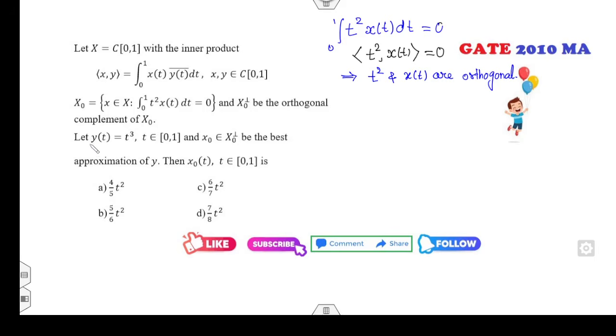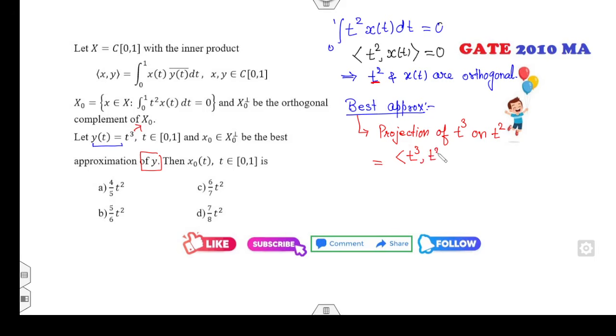Then let y be equal to t cube. Your target is to find the best approximation. It is said in the statement. Now whenever your target is to find the best approximation, that means your target is to find the projection. So now look at that. Your target is to find the projection of y, and y is my t cube, on t square. So what is the definition? It is the inner product of t cube and t square, divided by the inner product of t square and t square, into t square.